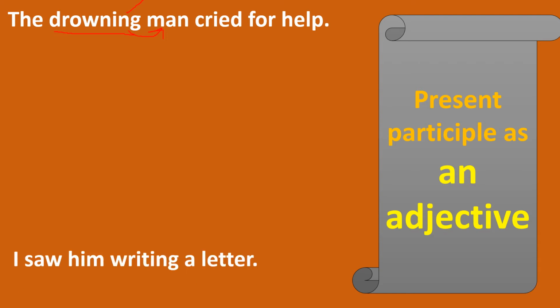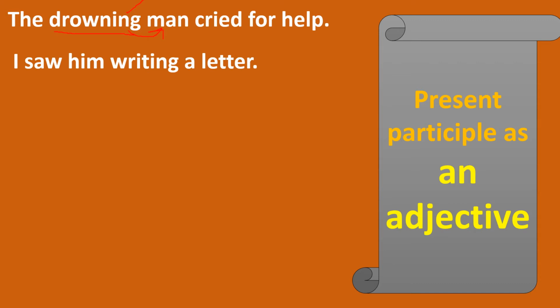Okay, next one. I saw him writing a letter. Here writing. Who is writing a letter? Him. He is writing a letter. So writing qualifies him, or writing is called an object complement. What is an object? Where is the object? Him. I saw him. So writing refers to him. Okay, so we can say that an object complement is a present participle that qualifies that object, so it is an adjective.